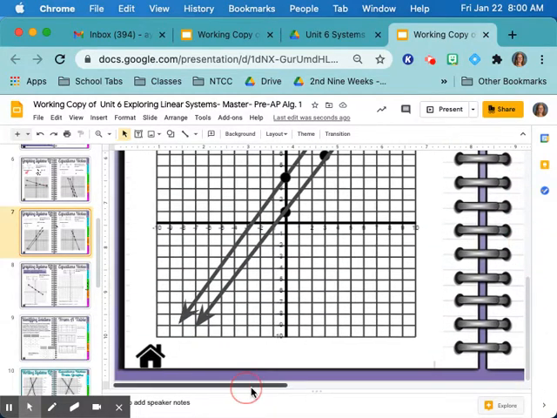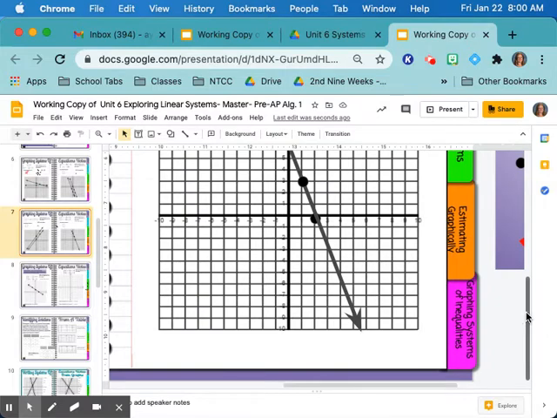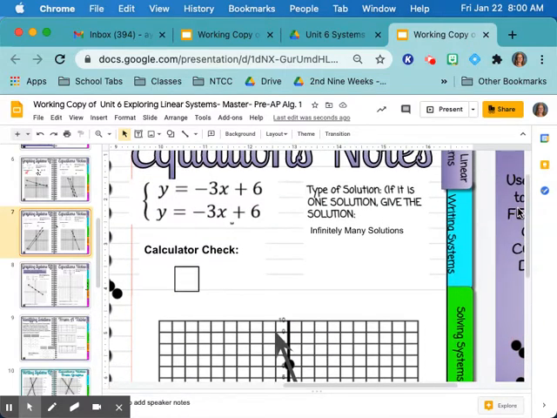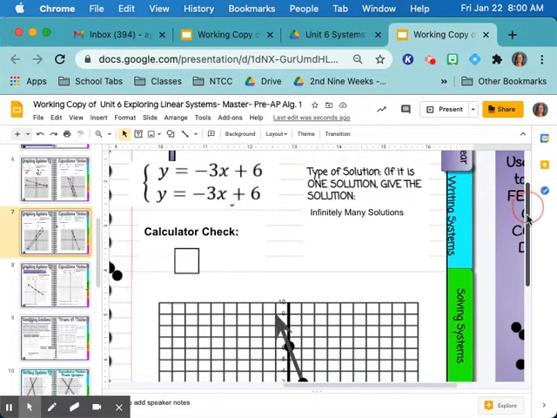Okay, let's go to the other one. I believe we talked about this one. We have negative 3x plus 6 and negative 3x plus 6. It's the same exact line. So if you graph one on top of the other, you'll have infinitely many solutions.